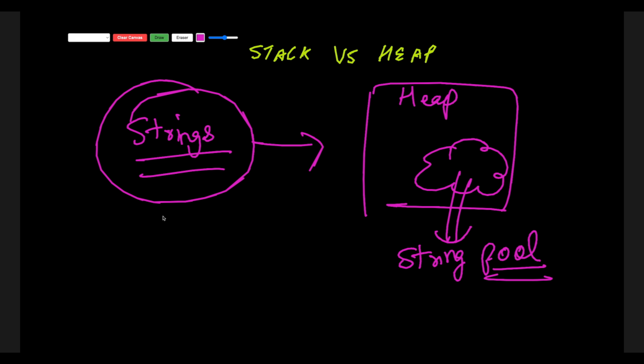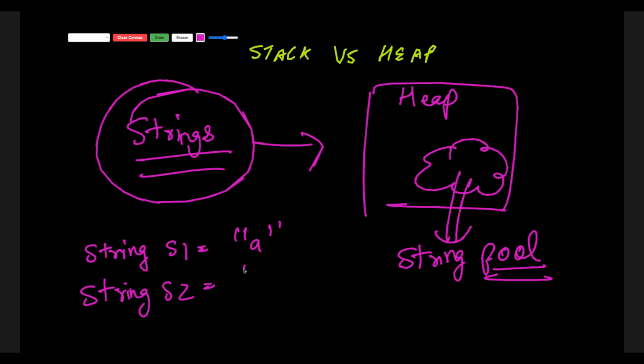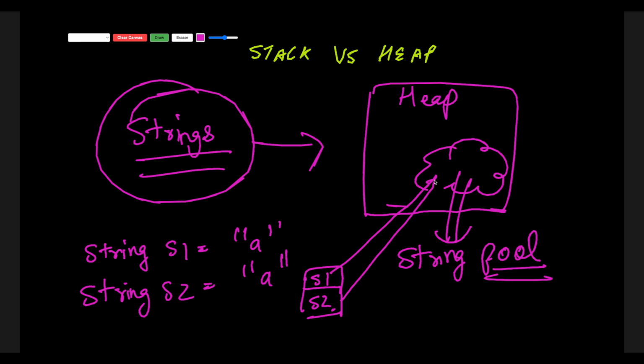So the advantage of storing the strings in the string pool is that if the same string is used again, so let's say string s1 equal to a and string s2 equals to a. So in this case, the stack will contain two stack frames, one for s1, one for s2, but they both point to the same memory address where the a lives. So basically in the heap, a will be stored only a single time.